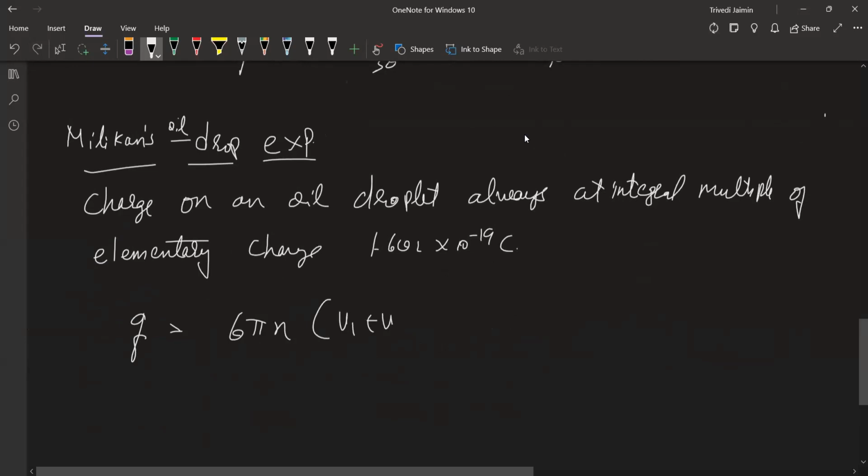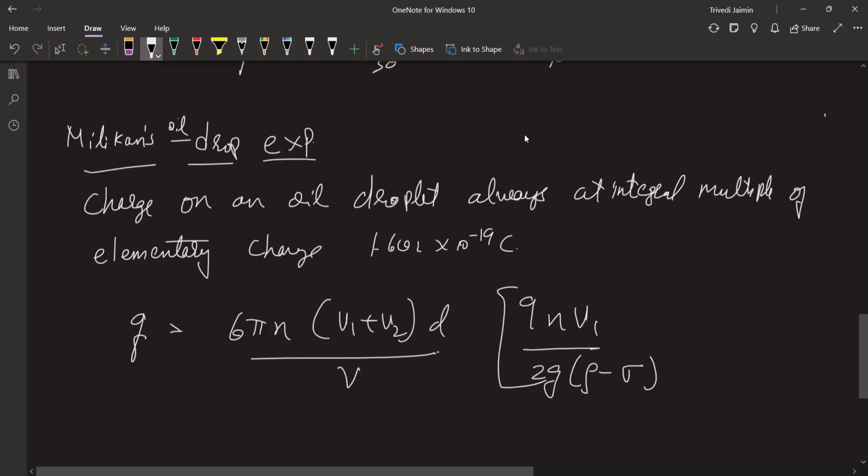The formula is V1 plus V2 by V total, and V1 by 2g rho minus sigma to the power 1 by 2. Where V1 and V2 are the terminal velocities: one when no field is applied and one when the field is applied.